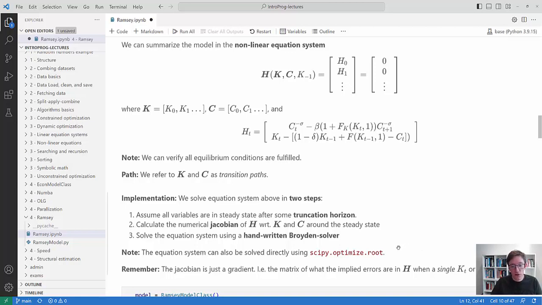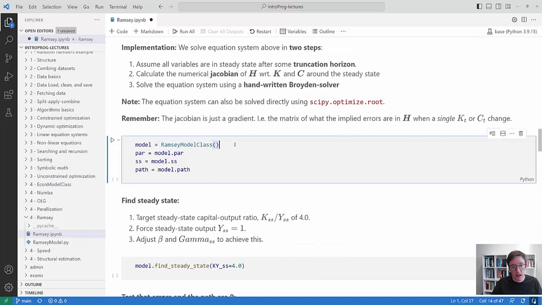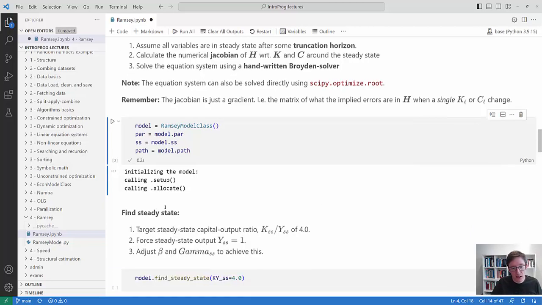Okay, let me first show you how working with the model looks like. When I initialize a model, this will be a model where there will be some parameters, there will be a steady state, and there will be a path or transition path of these variables. So let's do that. You can see that when it's initializing the model, it's calling setup and allocate. We will look at what those functions do in a minute.